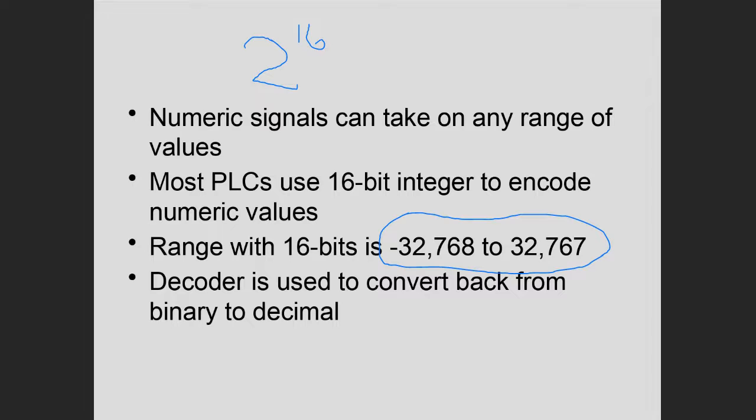Now, over here it says 32,767. I don't have a calculator, so somebody tell me, what is 2 raised to the 16th power? Somebody figure that out for me real quick. 2 to the 16th. 65,536. Okay, so now take that number and divide by 2. Tell me what you get. 32,768.